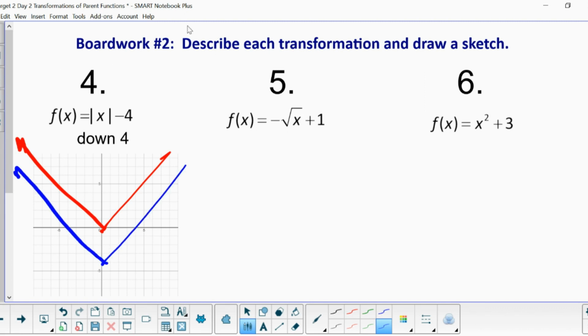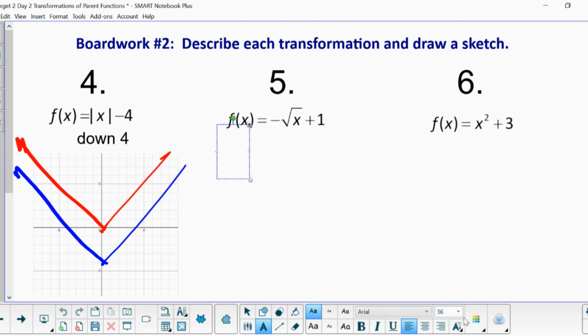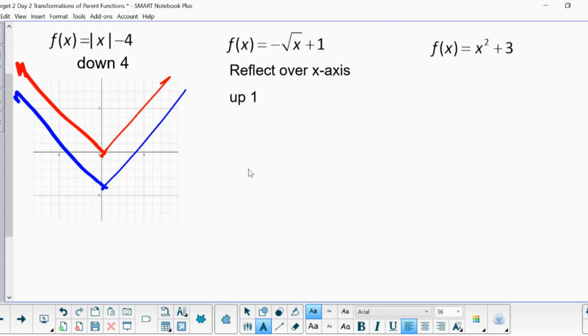Okay, that's that. All right, next one now, you are going to be reflecting this and shifting this. So this is going to be reflect over the x-axis because we're changing the y's, and you're also going to go up 1. And you're going to reflect first and then go up 1.